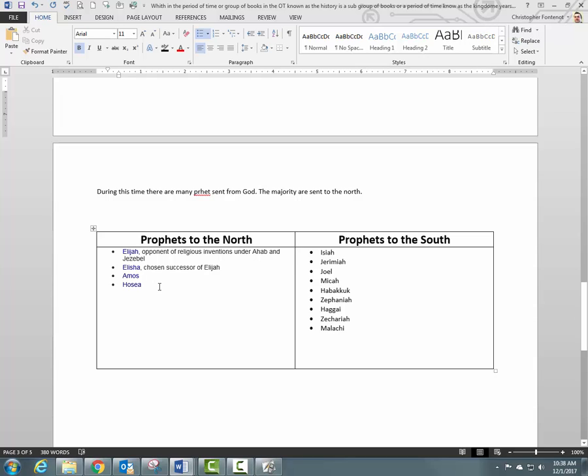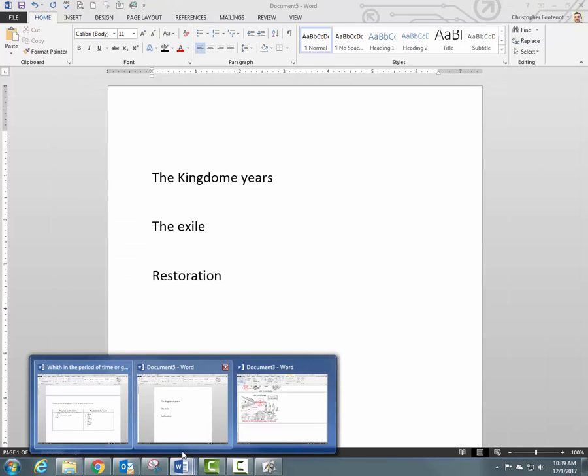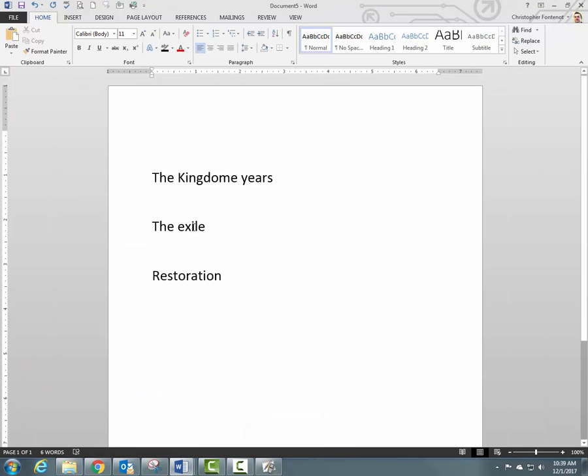But in a general sense, these are the prophets to the south, these are the prophets to the north. But even though God sent them prophets and God warned them, they still did not listen, and they still fell into total captivity. That covers the kingdom years. The kingdom years end. After the kingdom years, as I said, there is the exile in Babylon for 70 years.